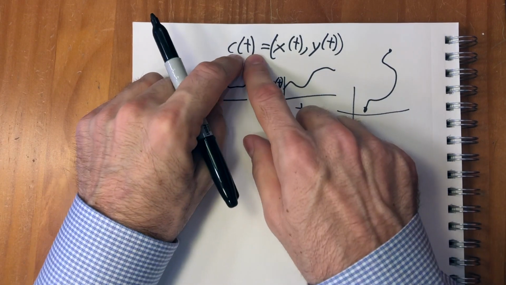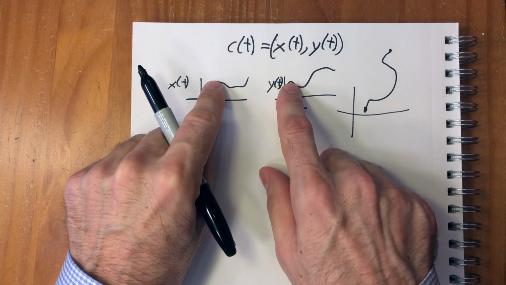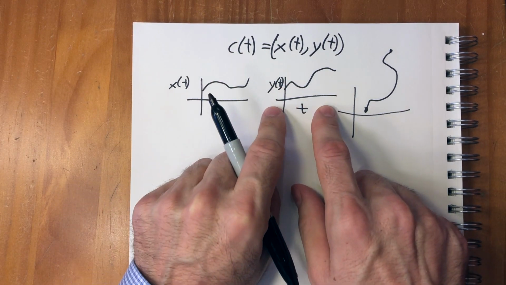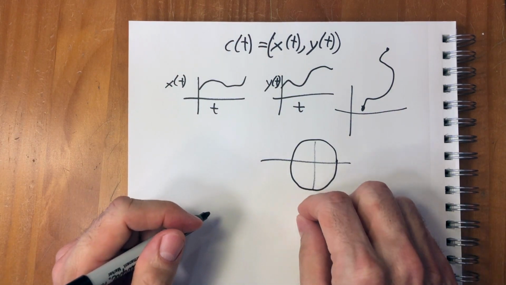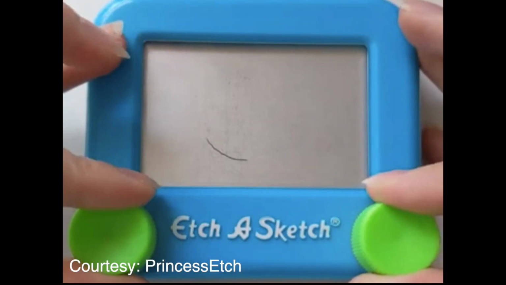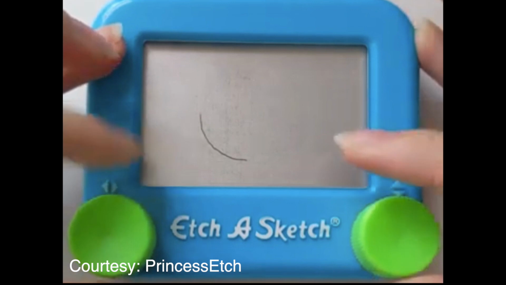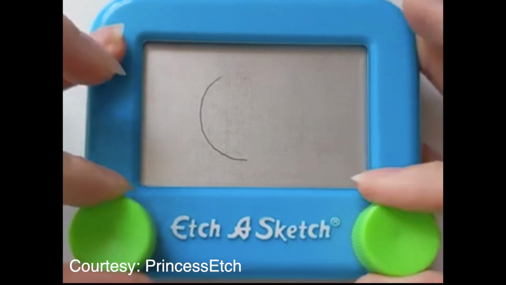Given that, c is just another way of picturing how these two relate as you move along t. You can almost think of it as a toy where you have two sliders that go back and forth, like an Etch-a-Sketch. So you have two knobs. As you turn the left knob, the pen goes left and right, and as you turn the right knob, the pen goes up and down.